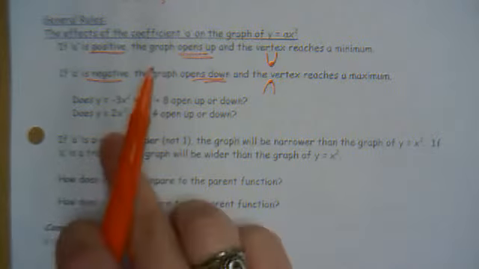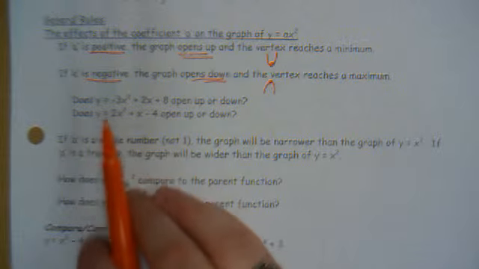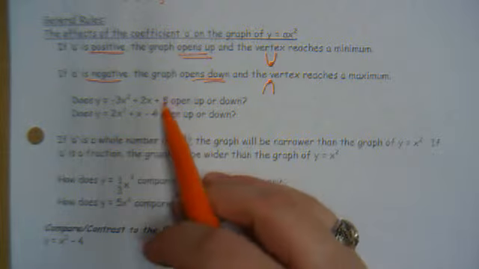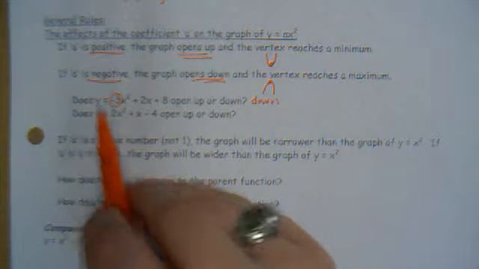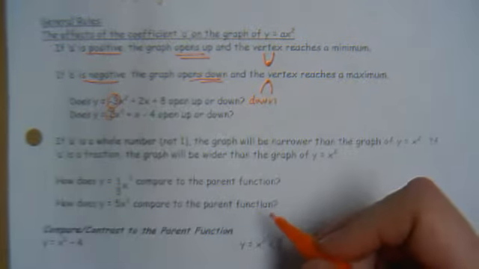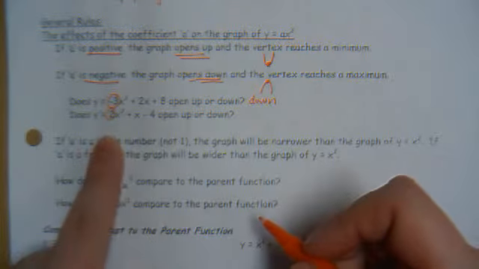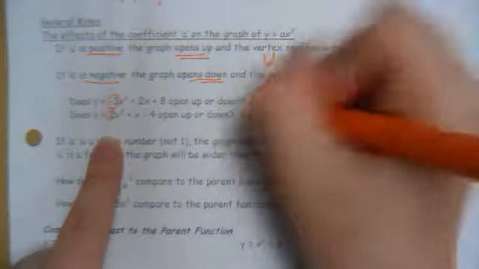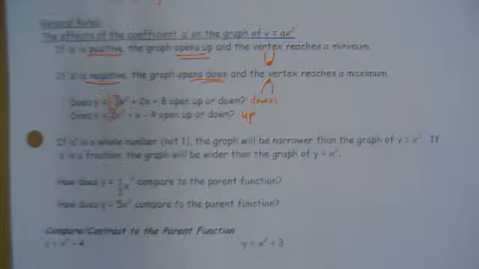Alright, so if we look at these two examples, does y equals -3x squared plus 2x plus 8 open up or down? We're just looking at our front number right here. It's negative, so this is going to open down. If we look at this one, y equals 2x squared plus x minus 4, the front number is positive, so it's going to open up. So just by looking at that front number, you can determine that.